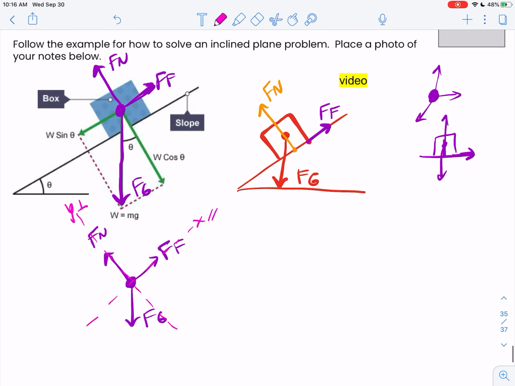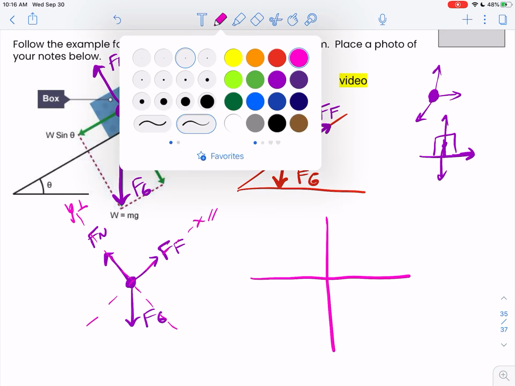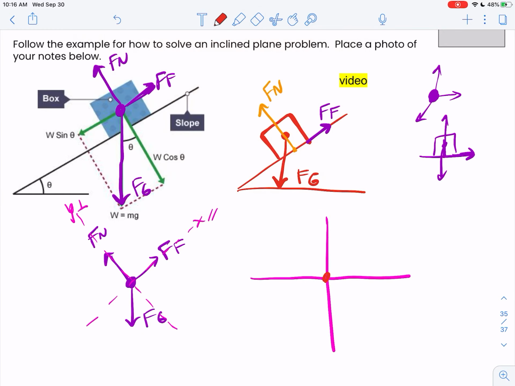So here's the key for inclined plane problems: redraw it the correct way, basically as if you twisted your head. So your FF will be this way, my FN is on the Y, and my FG is off to the side right here. All you're doing is tilting your head.